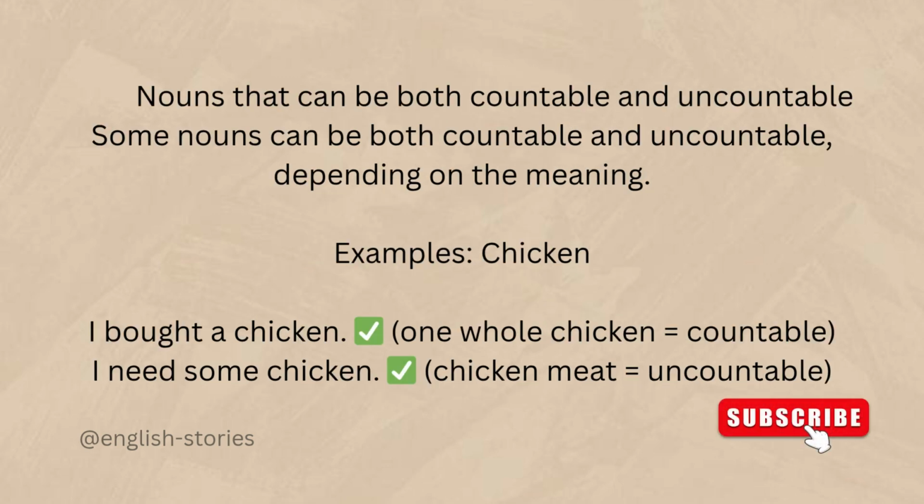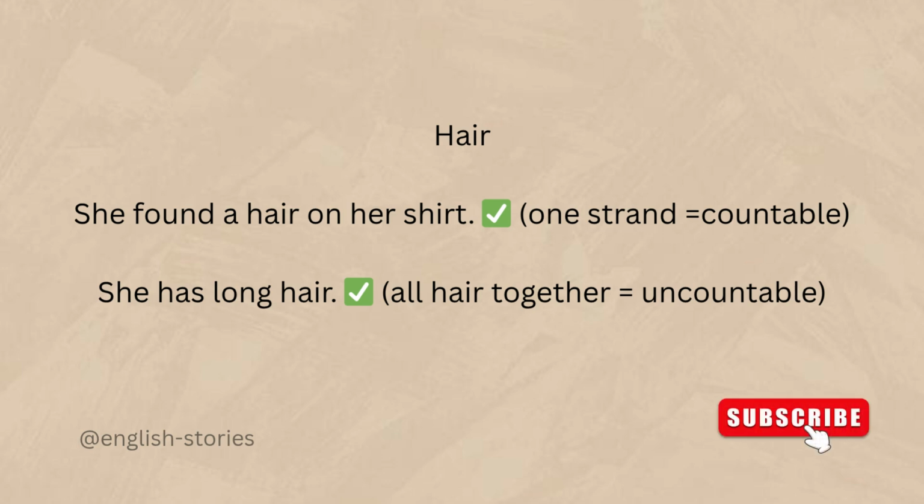Nouns that can be both countable and uncountable. Some nouns can be both countable and uncountable, depending on the meaning. Examples: chicken. I bought a chicken. 1 whole chicken equals countable. I need some chicken. Chicken meat equals uncountable. Hair. She found a hair on her shirt. 1 strand equals countable. She has long hair. All hair together equals uncountable.